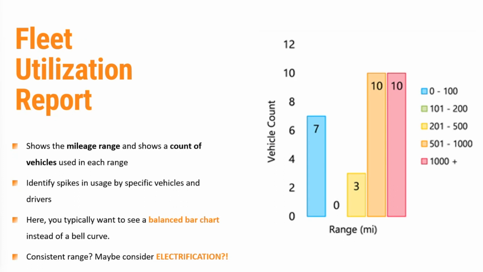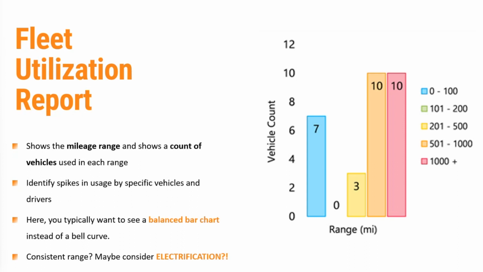So the fleet utilization report, on the other hand, is an easy to read and useful tool for all fleet managers. It is more of a summary type report that provides a snapshot of when and how your assets are being used. From the report, one can also view your mileage ranges from 0 to 100 kilometers, 101 to 200 kilometers, and so forth, and it shows a count of vehicles used in each range.